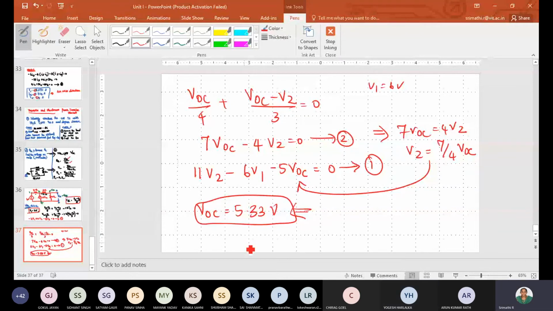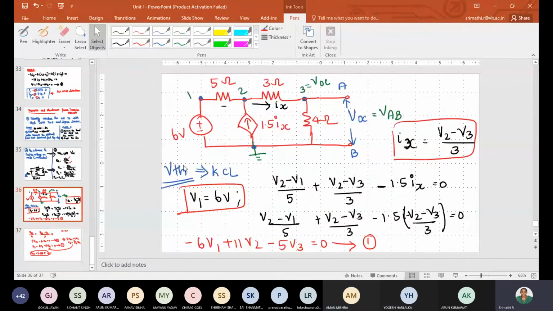But the equation, ma'am, the first equation I think is V2 minus 6 V1 plus 5 V3 equal to 0. Ma'am, it's only V2. Yes. There is no 11. Yes, ma'am, it's only V2.